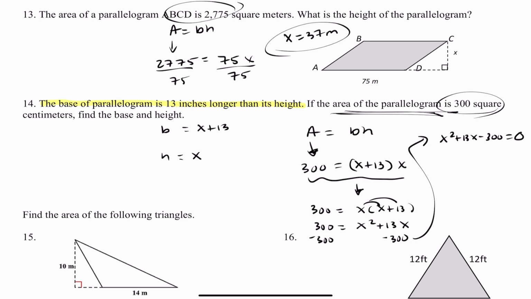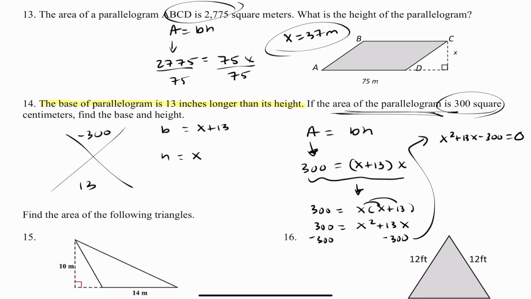And we got to apply the x method here. So what goes up top? Negative 300. What goes down below? 13. Ooh, this is really, really difficult. Why is this difficult? Because we're dealing with a large number up top, and then we're trying to figure out those two numbers that multiply to negative 300 and add up to 13.